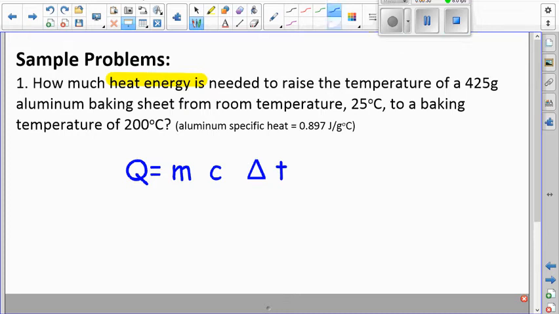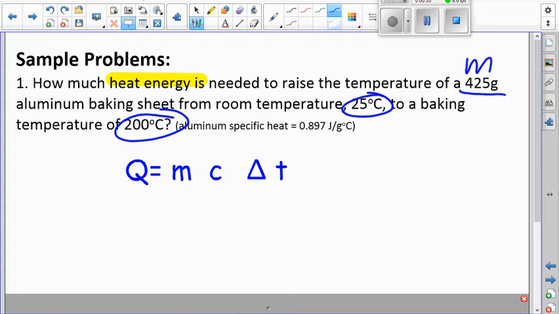Okay, 425 grams, that is definitely a mass. So there's our M. I see some temperatures here too, 25 degrees Celsius and 200 degrees Celsius. Now the question is, which one do I use for my T? Is it 25 or 200? Answer is both. Remember, it's delta T, which means a change in temperature. That's what that little quote-unquote triangle is.